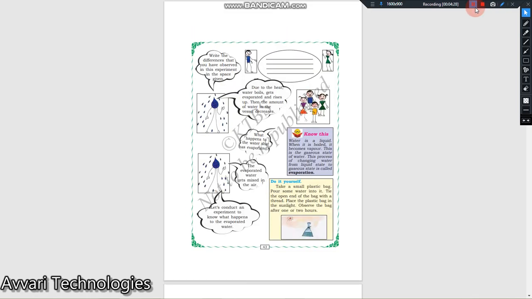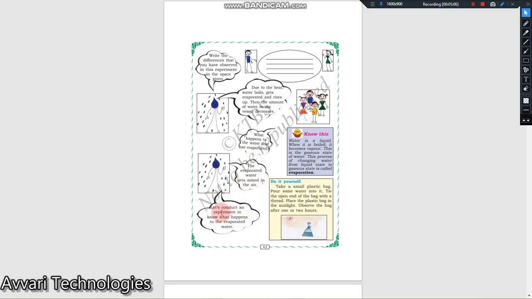Write the differences that you have observed in this experiment in the space given. Due to the heat, water boils, gets evaporated and rises up. Then the amount of water in the vessel decreases. Here, the differences that you have observed in this experiment, you should write in a rough book. They have given space here. What happens to the water that has evaporated? The evaporated water gets mixed in the air.